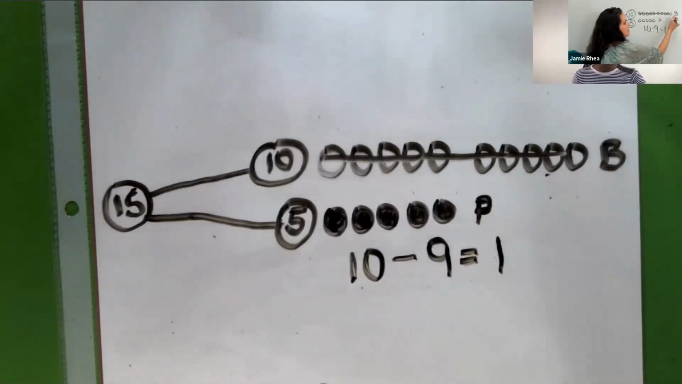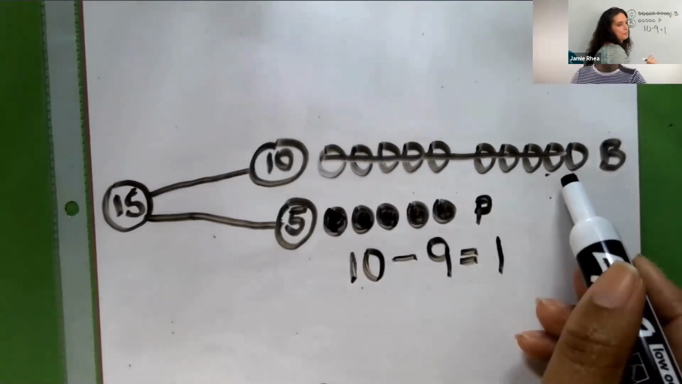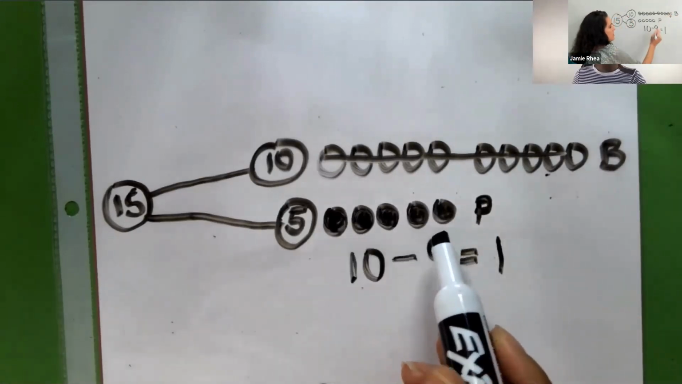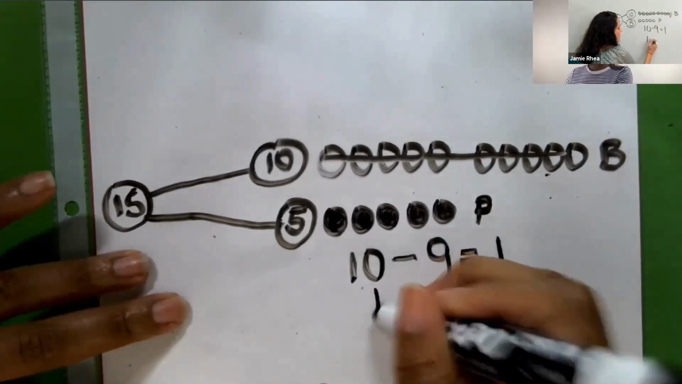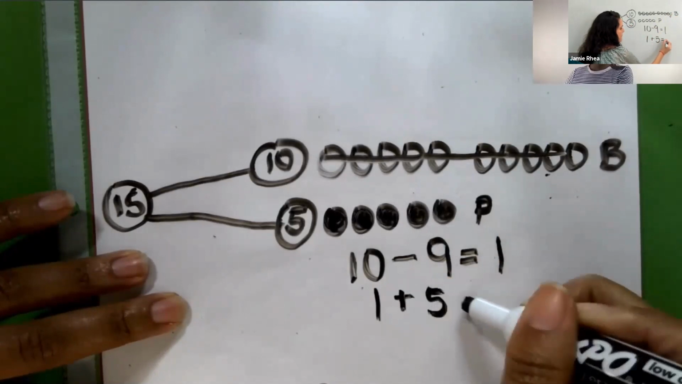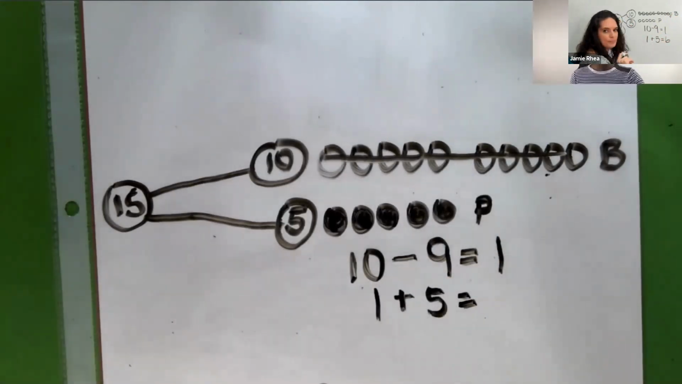So I'm noticing that we have 1 carrot left in the basket and 5 more left on the plate. So we have 1 plus 5 more, which equals 6, because we know 5 and 1 more make 6.